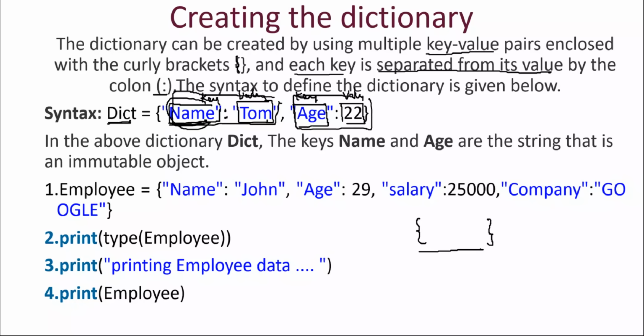Here keys cannot be duplicated, and once the dictionary is defined, keys cannot be modified. A key can be deleted, another key can be added, but the present key cannot be modified. So this is the way of defining the dictionary.